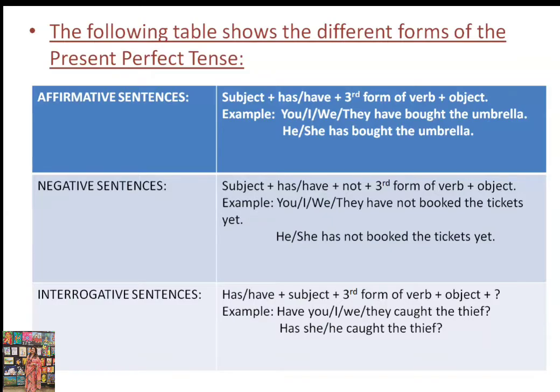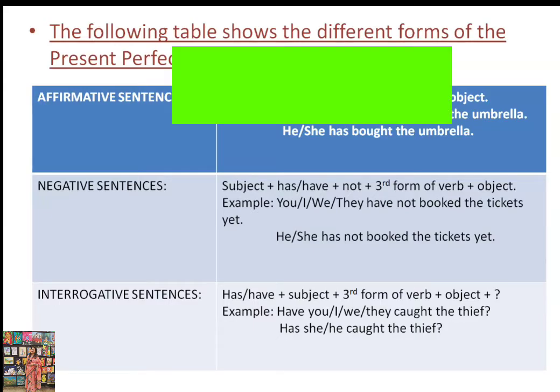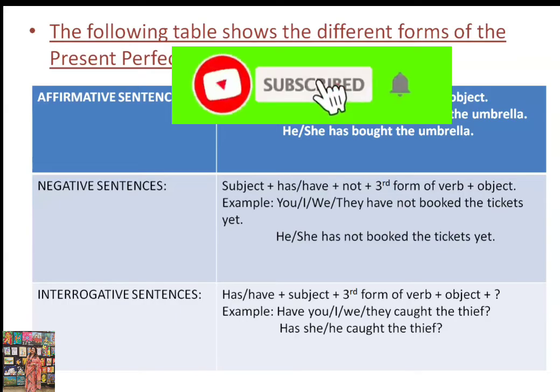Okay, so you use have and has in both affirmative and negative sentences after the subject, whereas in interrogative sentences you start the question with has and have instead of does or do that we did in the simple present tense. Okay, and here we use the third form of verb.